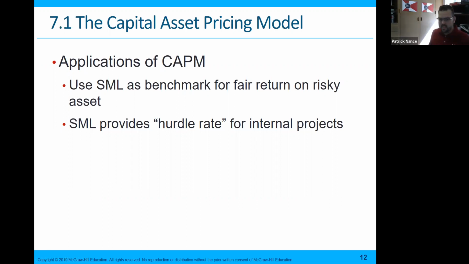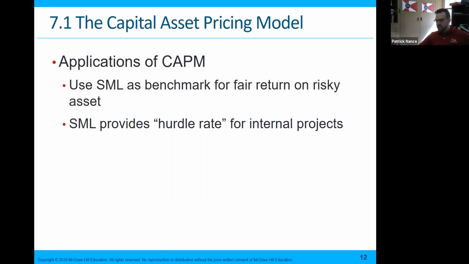The SML also provides the hurdle rate for internal projects. If we're looking at certain projects and we can judge their riskiness within our organization, say expanding the business, buying new machinery, or expanding to a new geographical area, any of those investments within the organization that definitely involve risk, the SML provides the hurdle rate that we would need to utilize to make a decision.